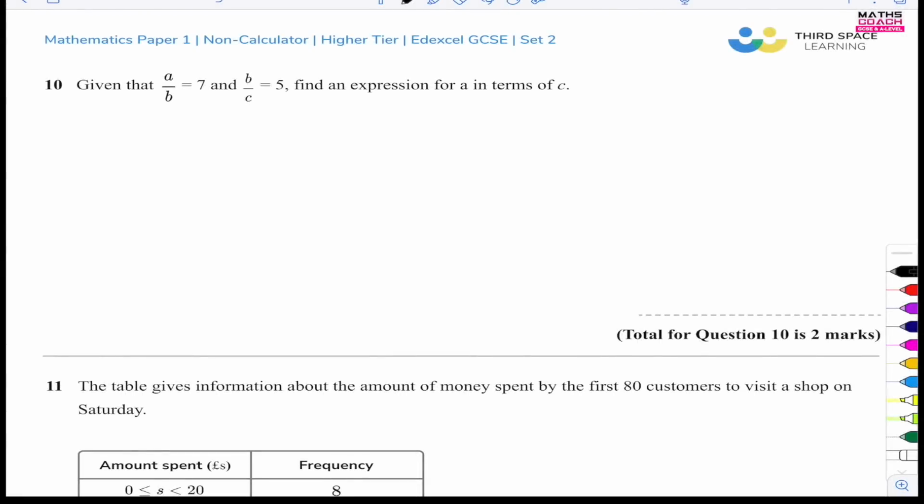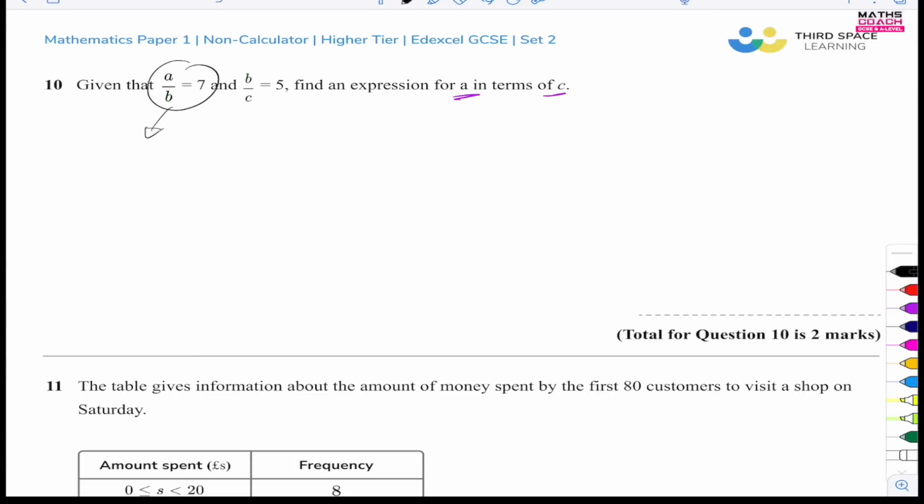All right, so question number 10. Given that a over b is equal to 7 and b over c is equal to 5, find an expression for a in terms of c. The questions are going to start to go up in difficulty now, if they haven't already. So we need to find a way of expressing a in terms of c. We need to find a way of equating these two equations with each other. What do you notice? Both of them have a b in them. So let's find an expression for b.